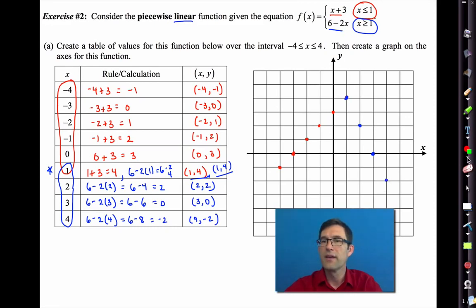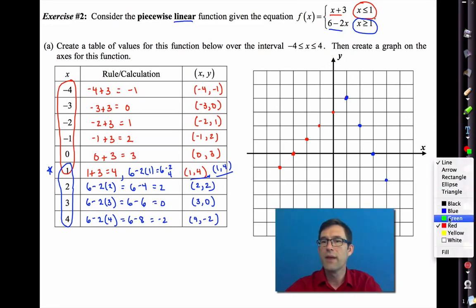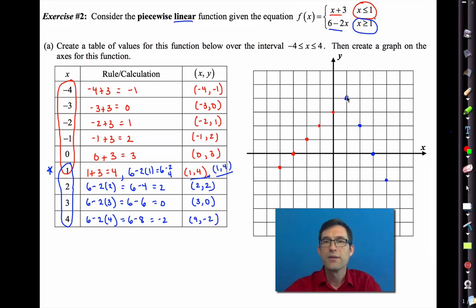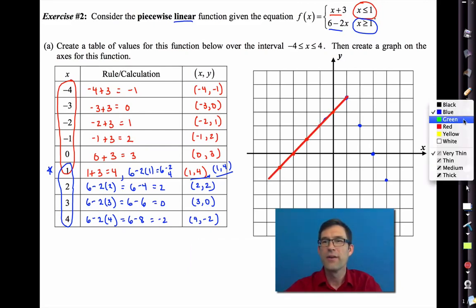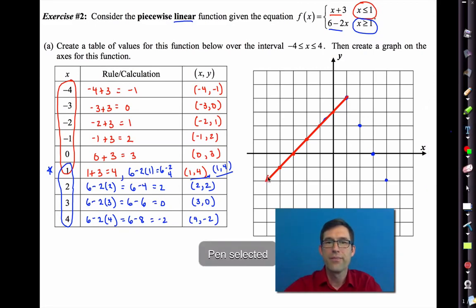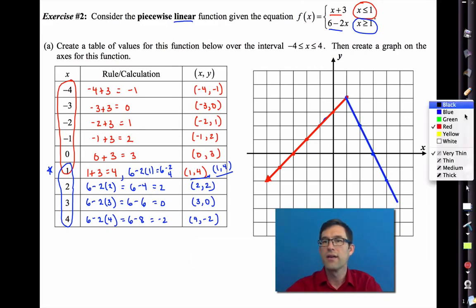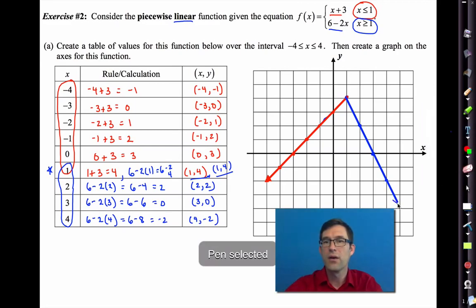All right, let me connect them up. Yeah, I'm already in red. So I thought I was in red. Problem is I hadn't switched over to my line application. All right, and maybe a little arrow because it'll go forever that direction. And let me go here. And again, nice little arrow. And there's our piecewise function.